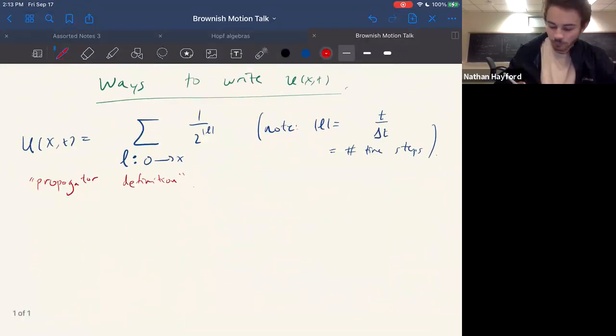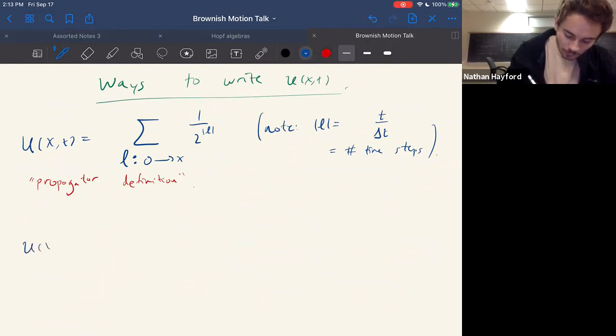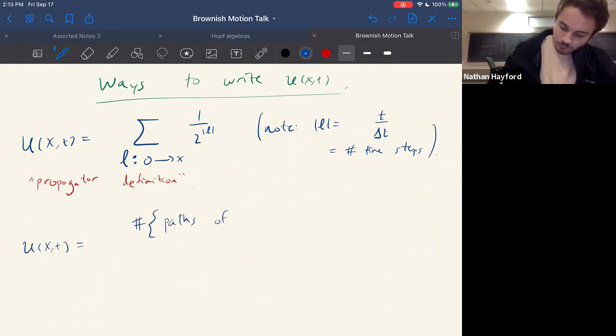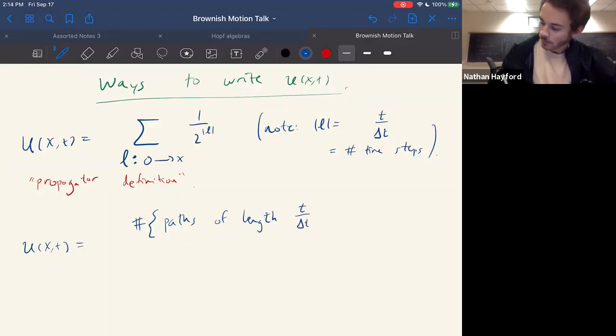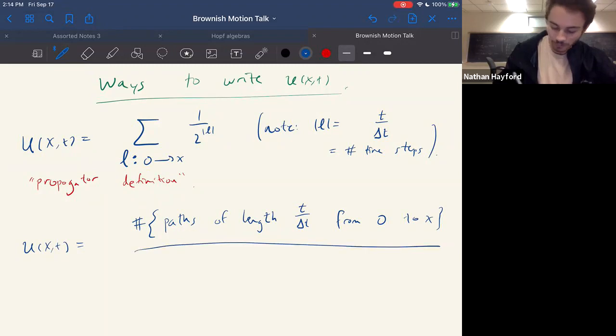What other definitions of this function do we have? Well, another way to write this function, which I'm doing in blue, is that I can write u of x and t as, well, it's actually the same thing as above: the number of paths of length t over delta t, which is just the number of time steps, from 0 to x. So the number of paths of that length from 0 to x, divided by the total number of paths of that length.